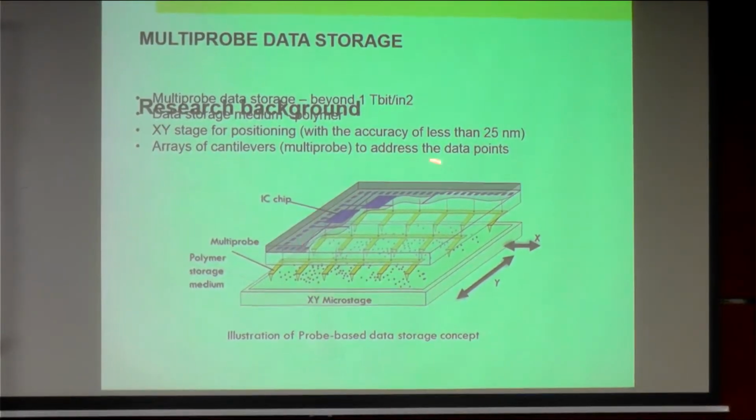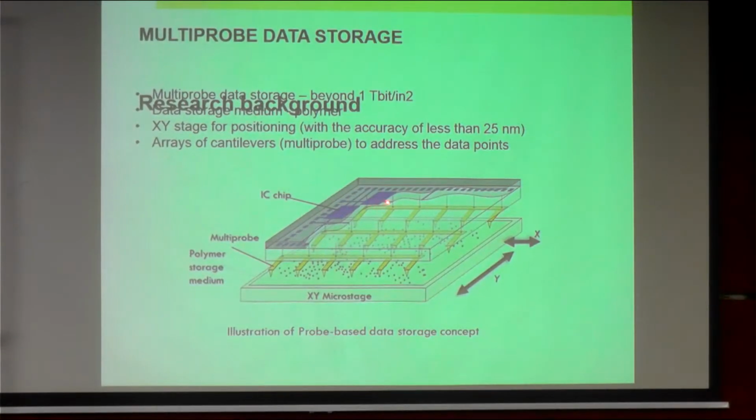Why we try to design this XY microstage is with the intention to use it in multi-probe data storage. Multi-probe data storage is a kind of data storage with a lot of probes to read the information from the substrate at the bottom. So this XY microstage has to make a movement in the lateral XY direction in order for the chip to read the information on the stage. The positioning of the microstage needs an accuracy of less than 25 nanometers.